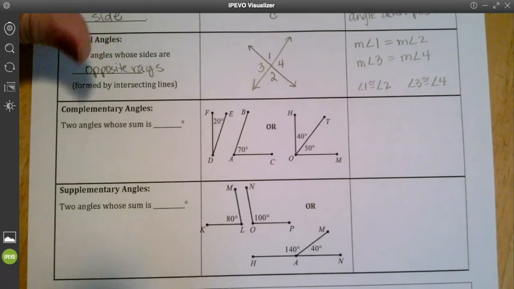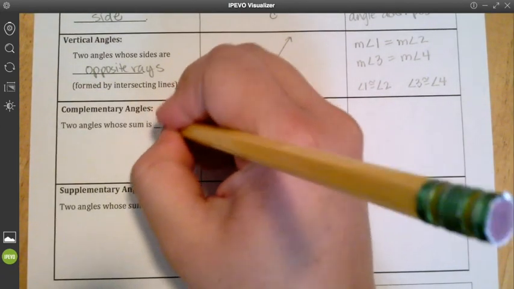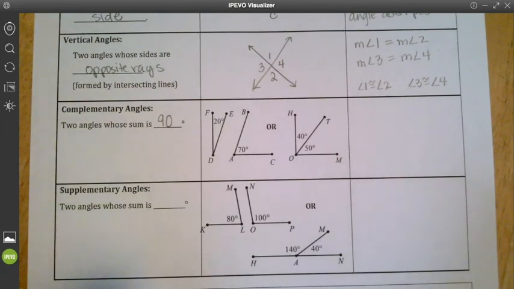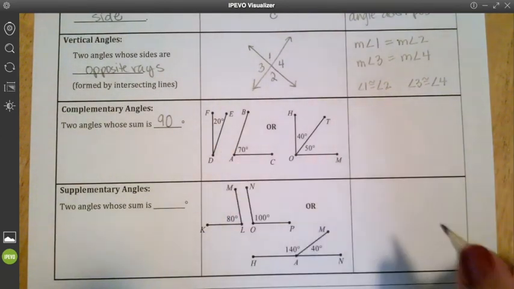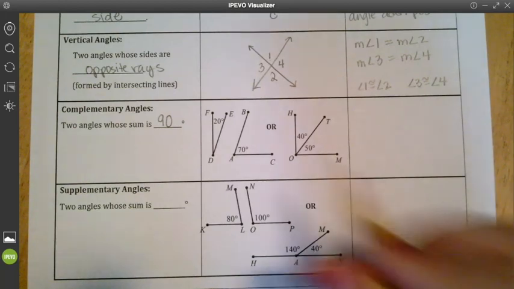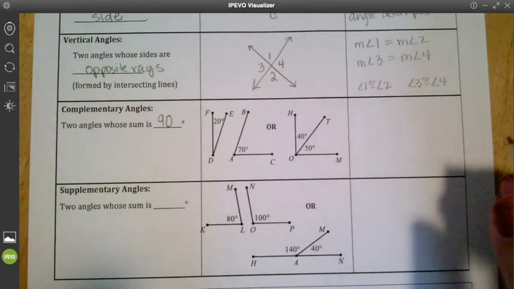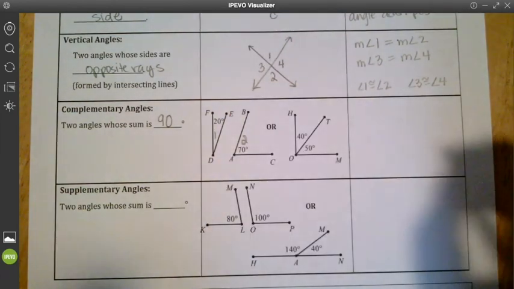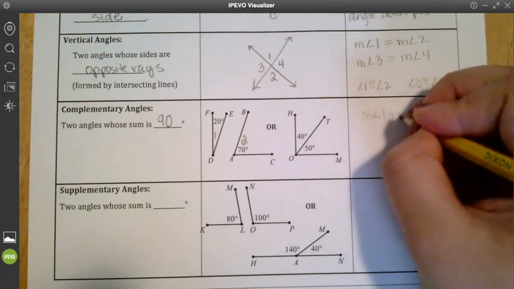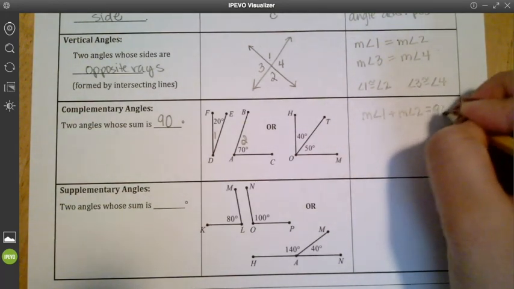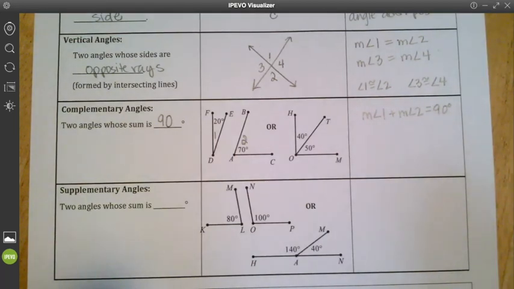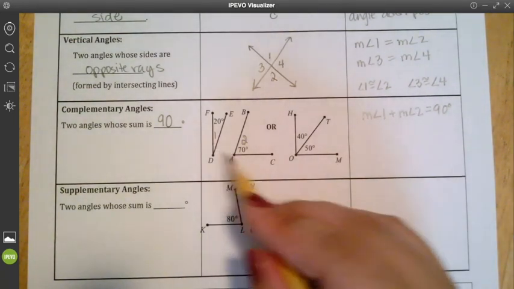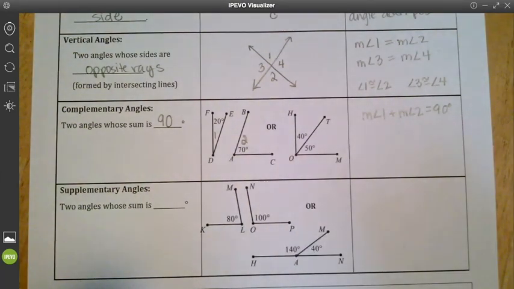Next, we're going to look at complementary angles. Complementary angles are angles whose sum is 90 degrees. So together they make a right angle. They could be separate angles or they can be adjacent angles, but the important thing is that they add up to 90 degrees. So if we have angle 1 and angle 2, the measure of angle 1 plus the measure of angle 2 always has to be 90 degrees. No matter what position they're in, if they are separate angles or adjacent angles, they have to add up to 90 degrees in order to be complementary.